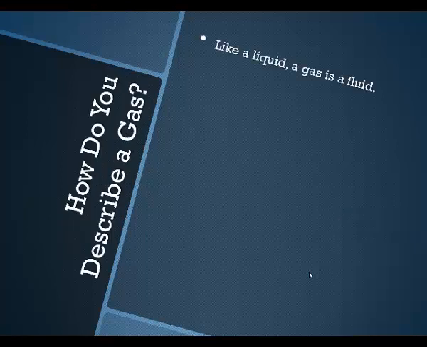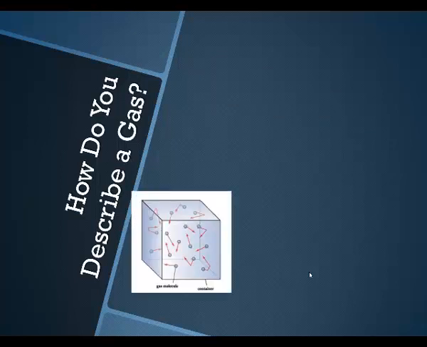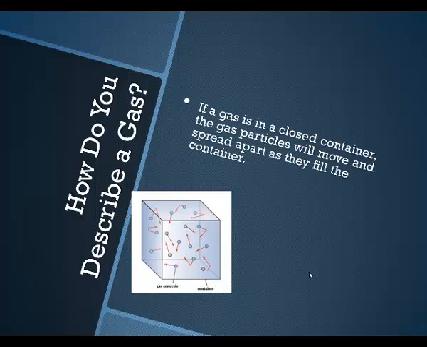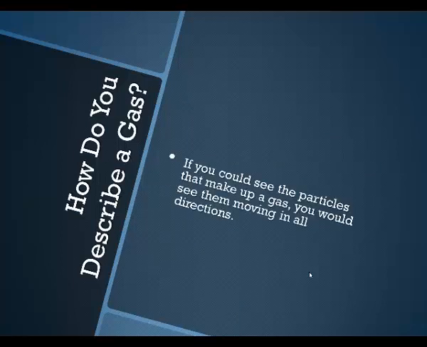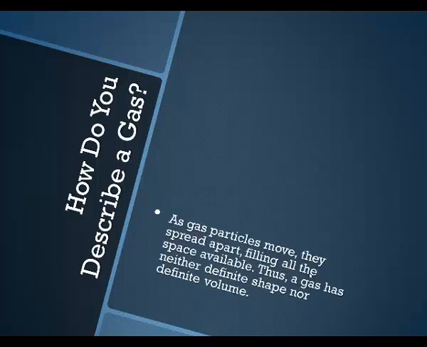So how do we describe a gas? Like a liquid, a gas is a fluid. Unlike a liquid, however, a gas has neither a definite shape nor a definite volume. The particles in gases can move all over, and they can spread out and fill the container that they are in. If you could see the particles that make up a gas, you would see them moving in all directions. As gas particles move, they spread apart, filling all the space available. Thus, a gas has neither definite shape nor definite volume.